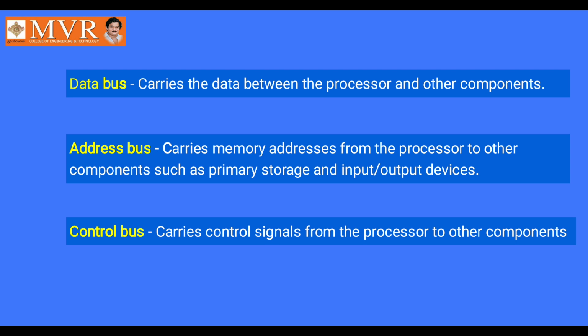Okay, now the second one is the address bus. It carries memory addresses from the processor to other components such as primary storage and input-output devices. So, see, if you want to receive data from memory, from where do you receive the data? From some location. How do you identify that location? With the help of its address. From where do you get the address? From the CPU. So the CPU will give the address of a memory location.